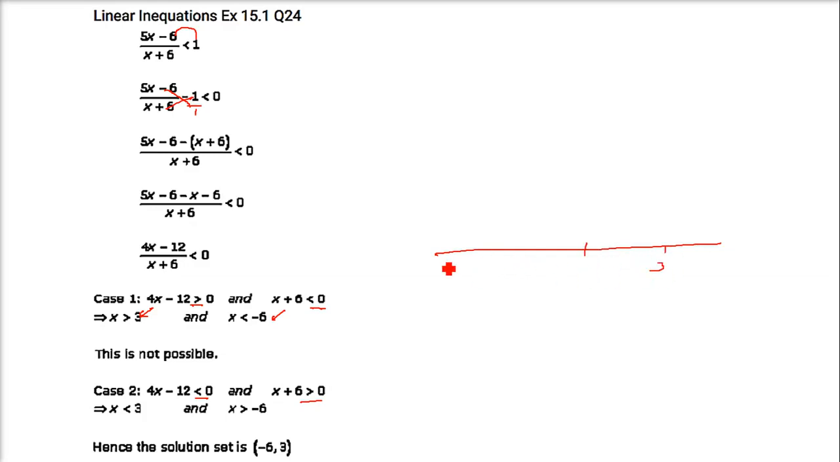3 will be somewhere here and minus 6 will be somewhere here. It is saying x is greater than 3 and it is saying x is less than minus 6. Can you have a number which is at the same time less than minus 6 and greater than 3? Not possible. So this case we just leave.